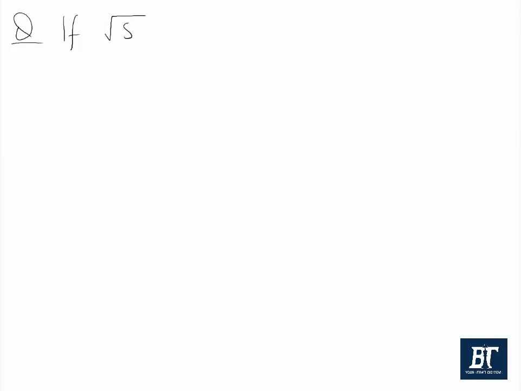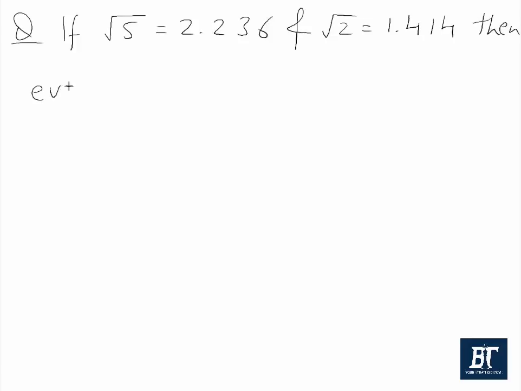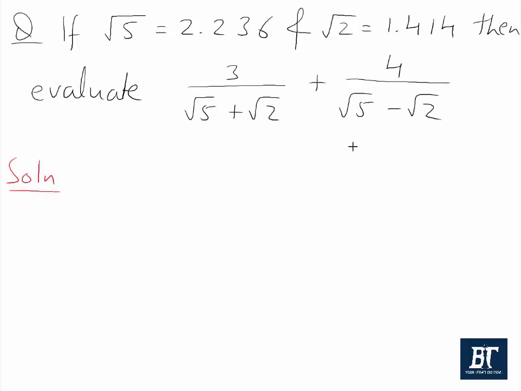If root 5 equals 2.236 and root 2 equals 1.414, then evaluate. So to proceed with this, one may think that we need to rationalize this denominator and rationalize this too, but we don't need to separately rationalize. If we take the LCM directly, you will see it is automatically getting rationalized.